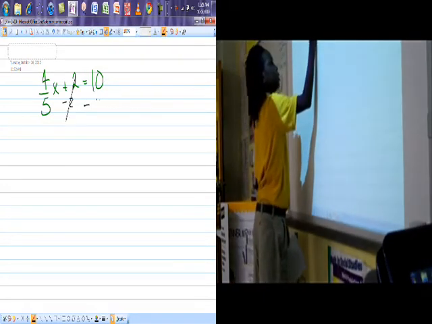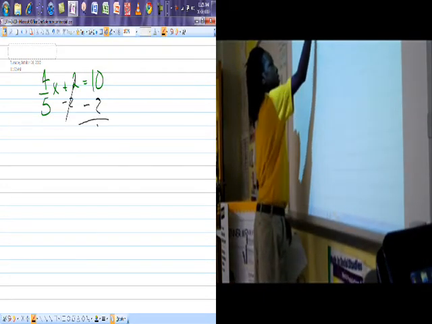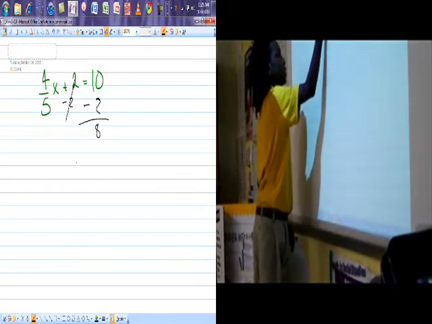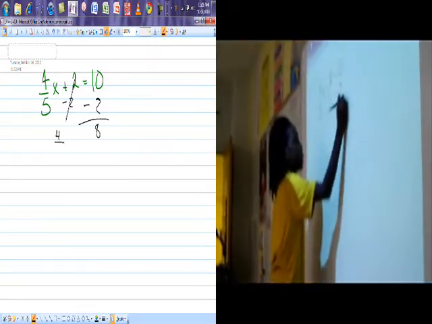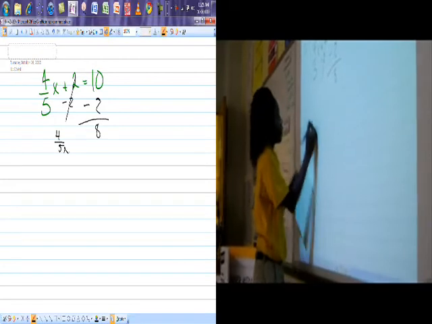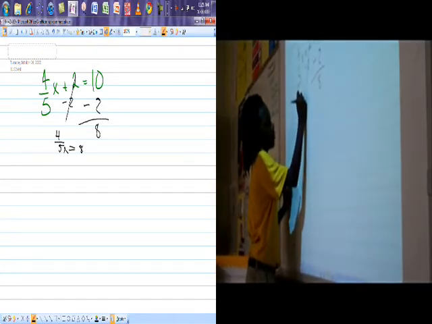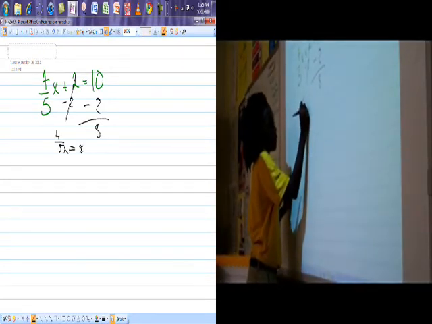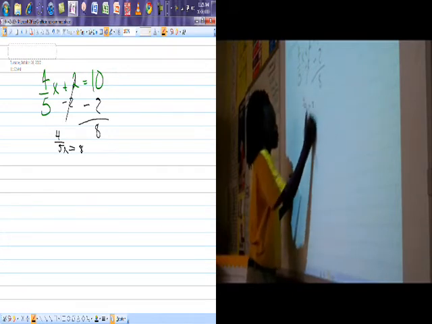Subtracted 2 from both sides of the equation, X and then out. And I got 8. I rewrote the equation, which is 4 over 5 x equals 8.